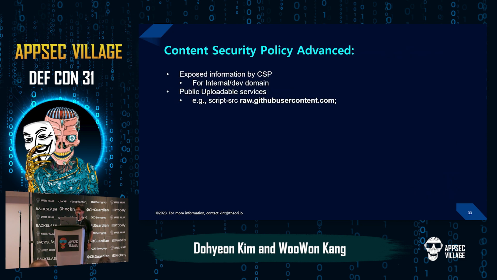Back to the presentation. As you saw from the demo, it can assist in the creation of CSP or SRI rules. However, there are other things we need to think about. First, there are cases where the attack surface is exposed to internal or staging domains other than the target domain within the CSP. Next, if you set up a repository link like GitHub as a CSP rule that allows anyone to upload or include files, you can upload arbitrary files and use them in an attack.